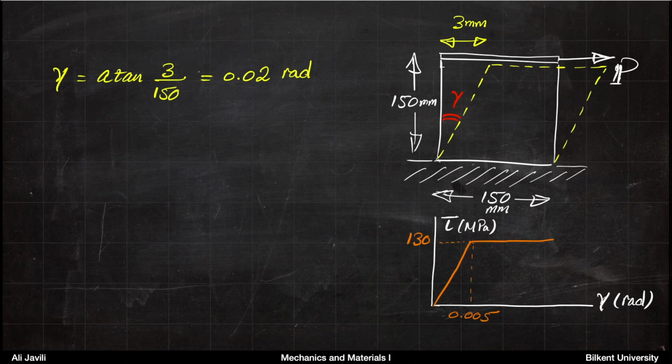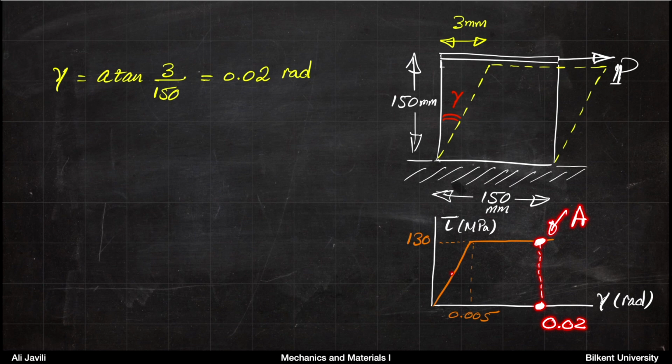All right, so you can calculate the shear strain gamma by looking at this angle, and the angle here, which corresponds to the shear strain, is the arc tangent of 3 millimeter divided by 150 millimeter. And that gives you 0.02 radian. Now that means we are somewhere here in this graph. So if that is 0.02, this is where we are. So let's say point A.